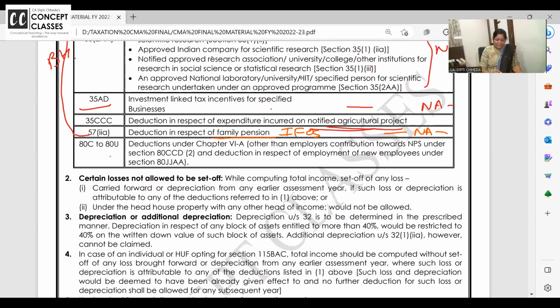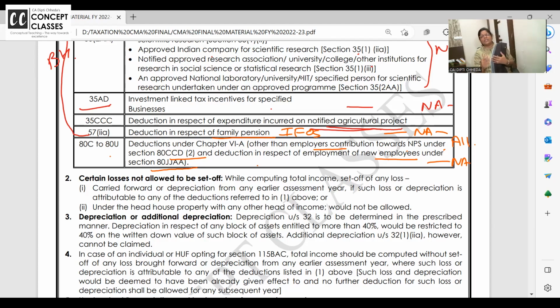Next, 80C to 80U. Once you compute the 5 heads of income, it's called your gross total income. From that, you give deductions: 80C, PPF, LIC, 80U, handicap. You give many deductions. So deductions under Chapter VI-A are not allowed other than contribution towards NPS under 80CCD(2). In the National Pension Scheme, if you are contributing under 80CCD(2), other than the employee's, the employer's contribution deduction is allowed. And deduction is allowed if you employ new employees under 80JJAA.